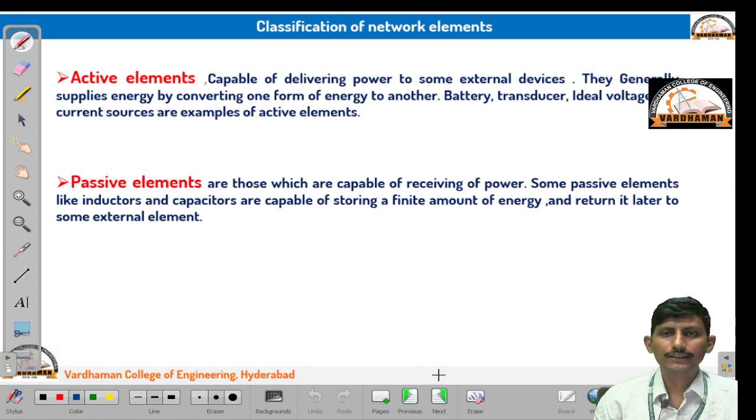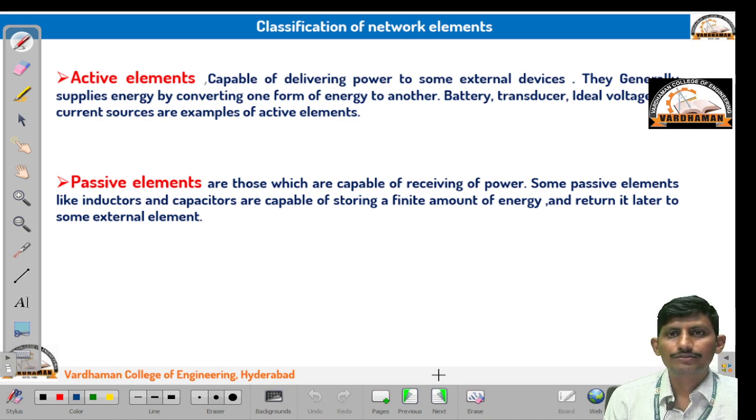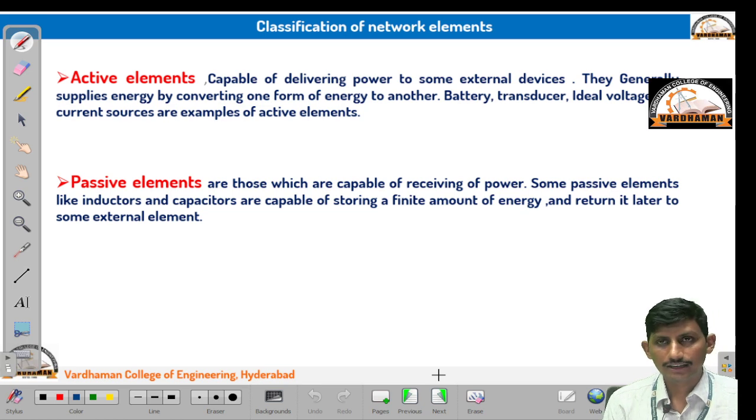Now, let us classify different types of elements that we use in electrical circuits. The first classification type is active elements and passive elements. Active elements are capable of delivering power to some external devices. Most of the time we treat sources as active elements. Apart from these sources, we can also consider those elements which can convert one form of energy into another form, like transducers, as active elements. Few examples of active elements are battery, transducer, voltage and current sources.